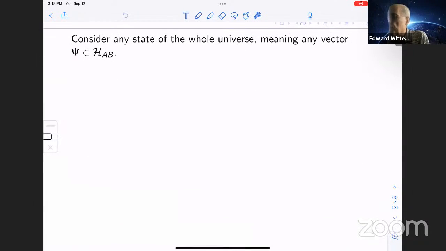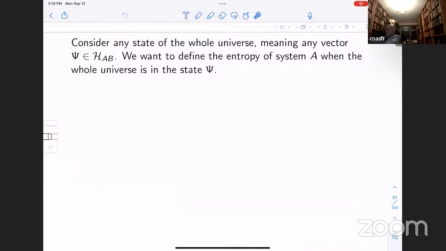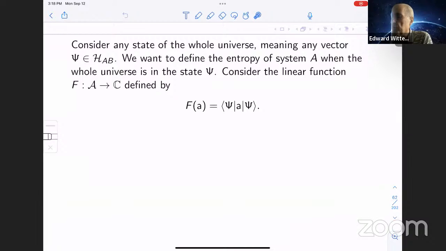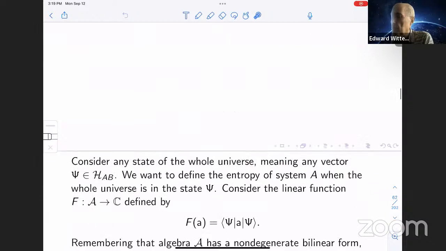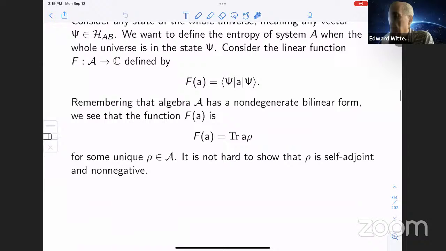Now, consider any state of the whole universe, meaning any vector psi, in the combined Hilbert space HAB. We want to define the entropy of system A when the whole universe is in state psi. So we consider the linear function on the algebra that takes an operator to its expectation value in the state. Now, remembering that A has a non-degenerate bilinear form, we see that this linear function on the algebra is the trace of A times rho for some unique element rho of the algebra. It's not hard to show that rho is self-adjoint and non-negative.